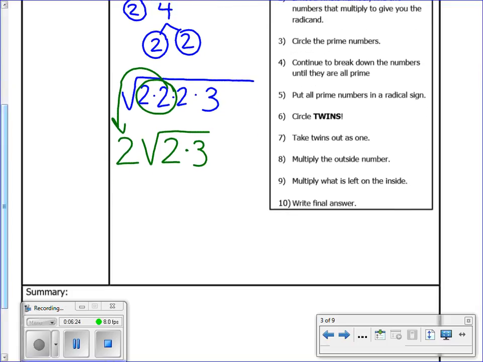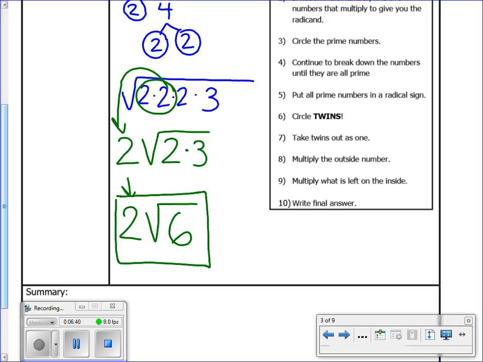If you had other numbers on the outside, you would multiply them together. We don't. We only have a 2, so we're just going to carry that down. 2, square root, and then whatever's left over on the inside you want to multiply together. So 2 times 3 gives me 6. So your final answer is 2 square root 6.